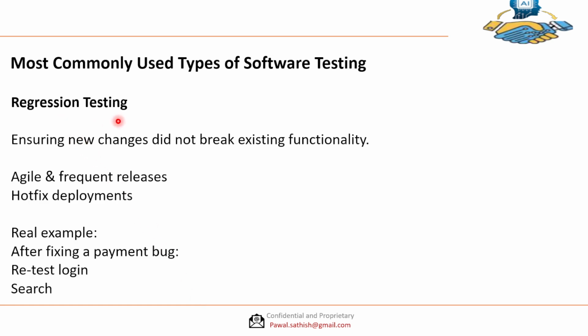Then next is regression testing. Regression testing ensures the new changes did not break existing functionality. That means if a developer fixes any bug, it should not break the other modules or create other defects. Regression testing is useful with agile or frequent releases, monthly releases, quarterly releases, or any hotfix deployment. For example, after fixing a payment bug, we need to retest the login, search, and payment features.